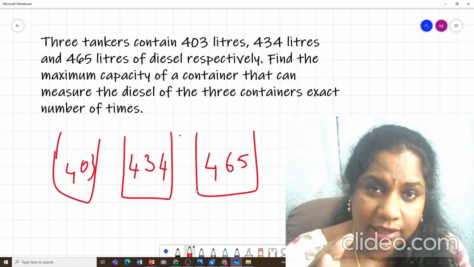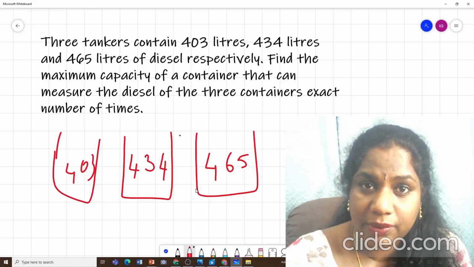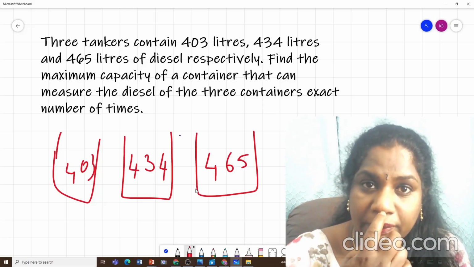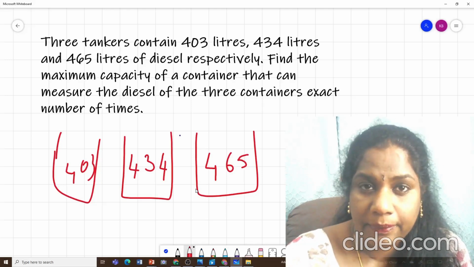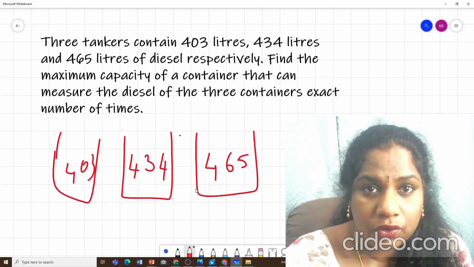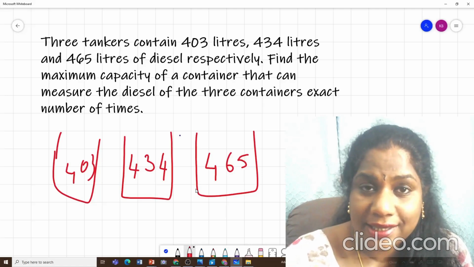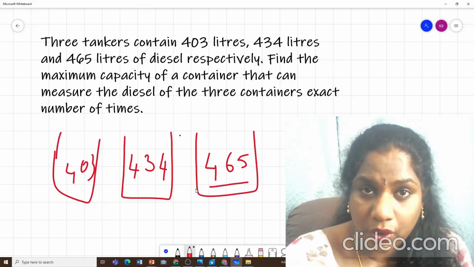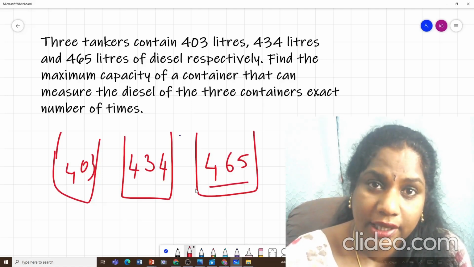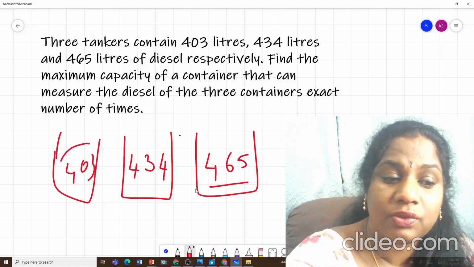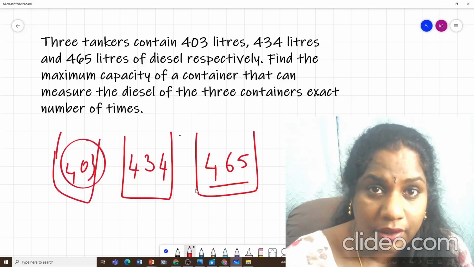So you need a container which should be able to measure all of them totally. It should be measuring everything completely. So what will you look for here? Will you look for anything which is greater than 465 or 403, or will you look for something which is less than 403? Because I have to measure 403 also. Remember that.